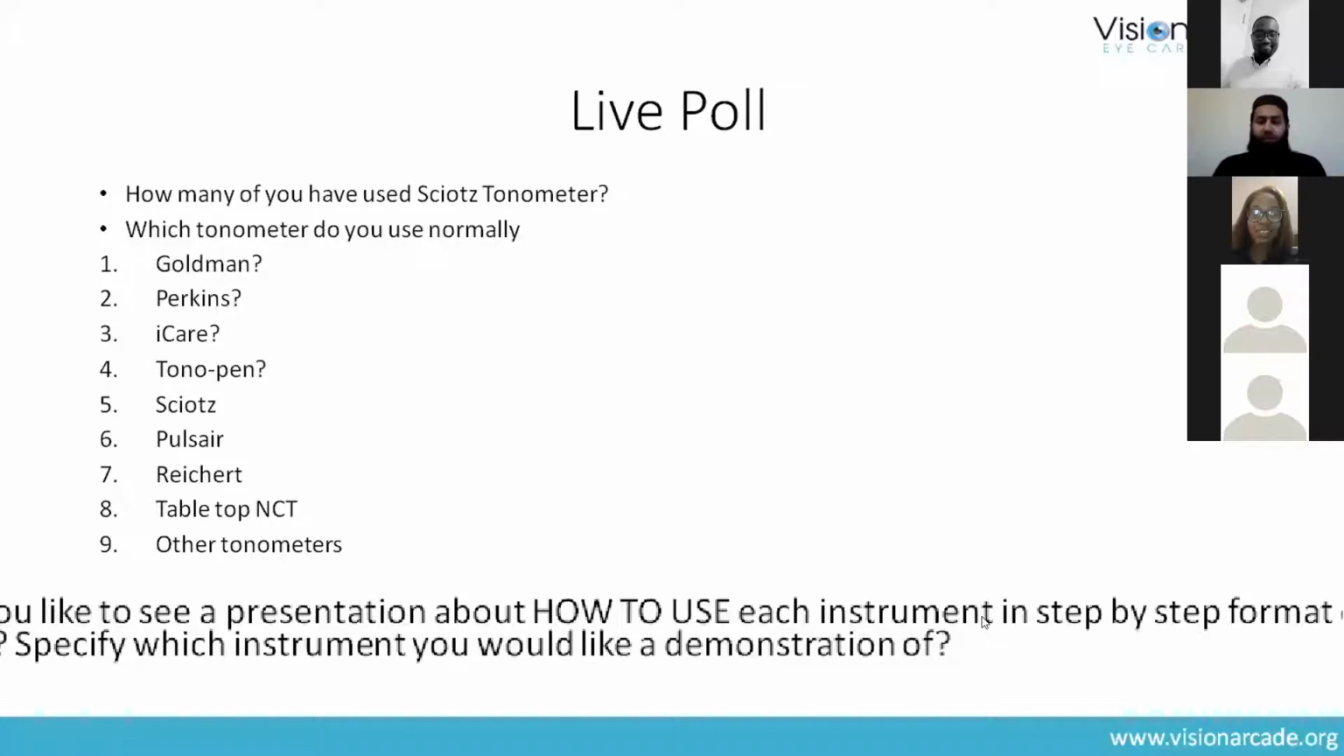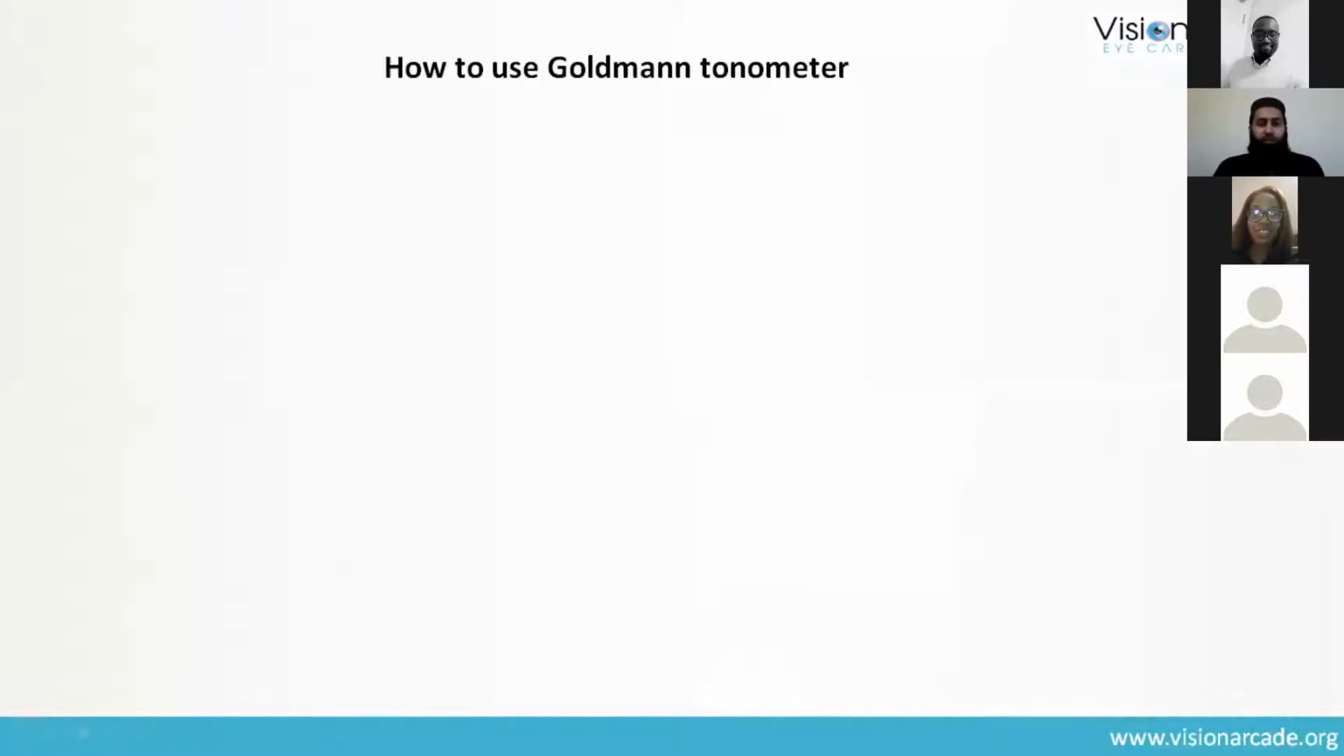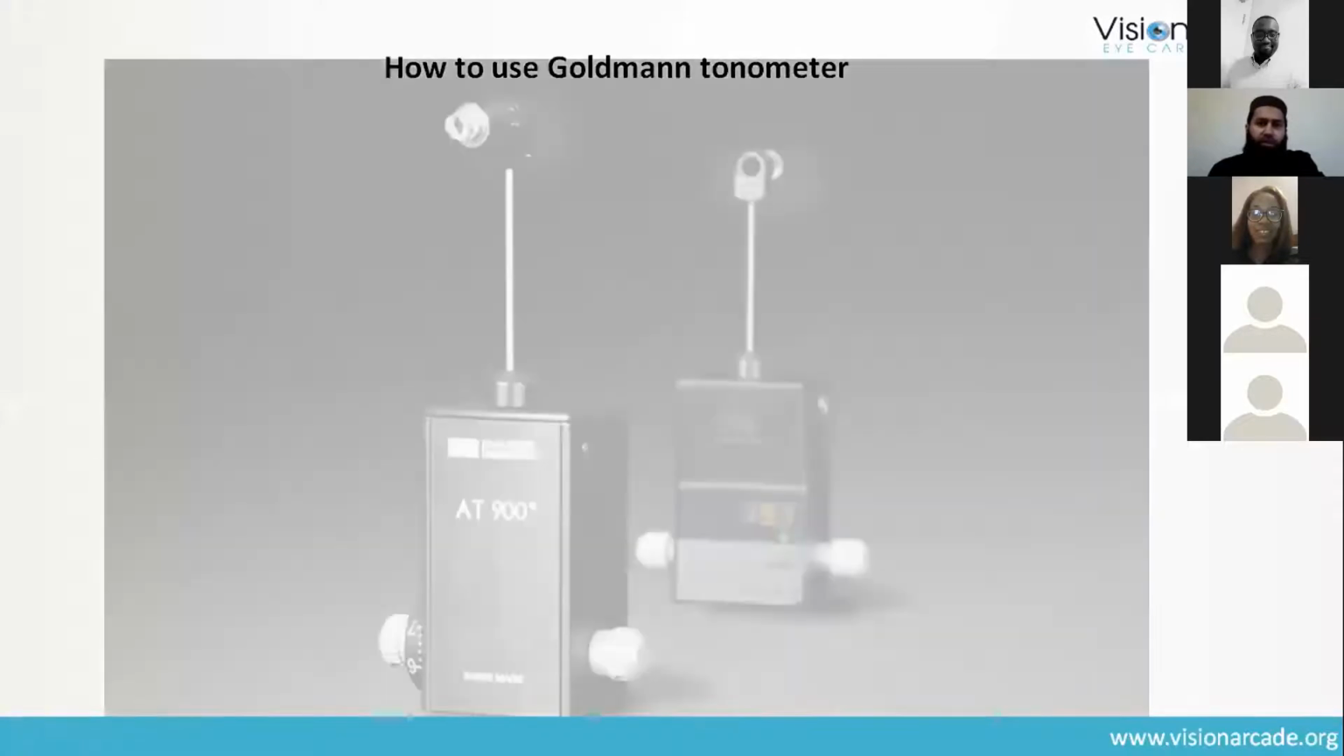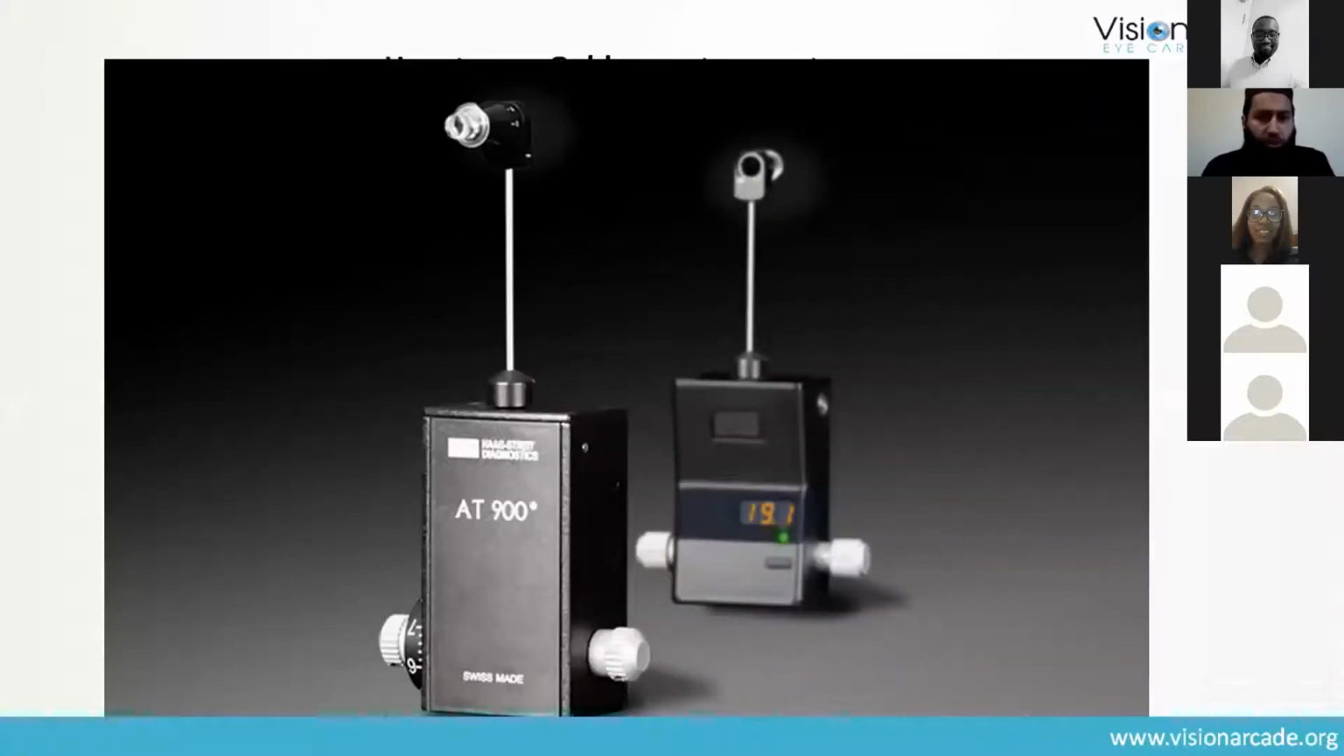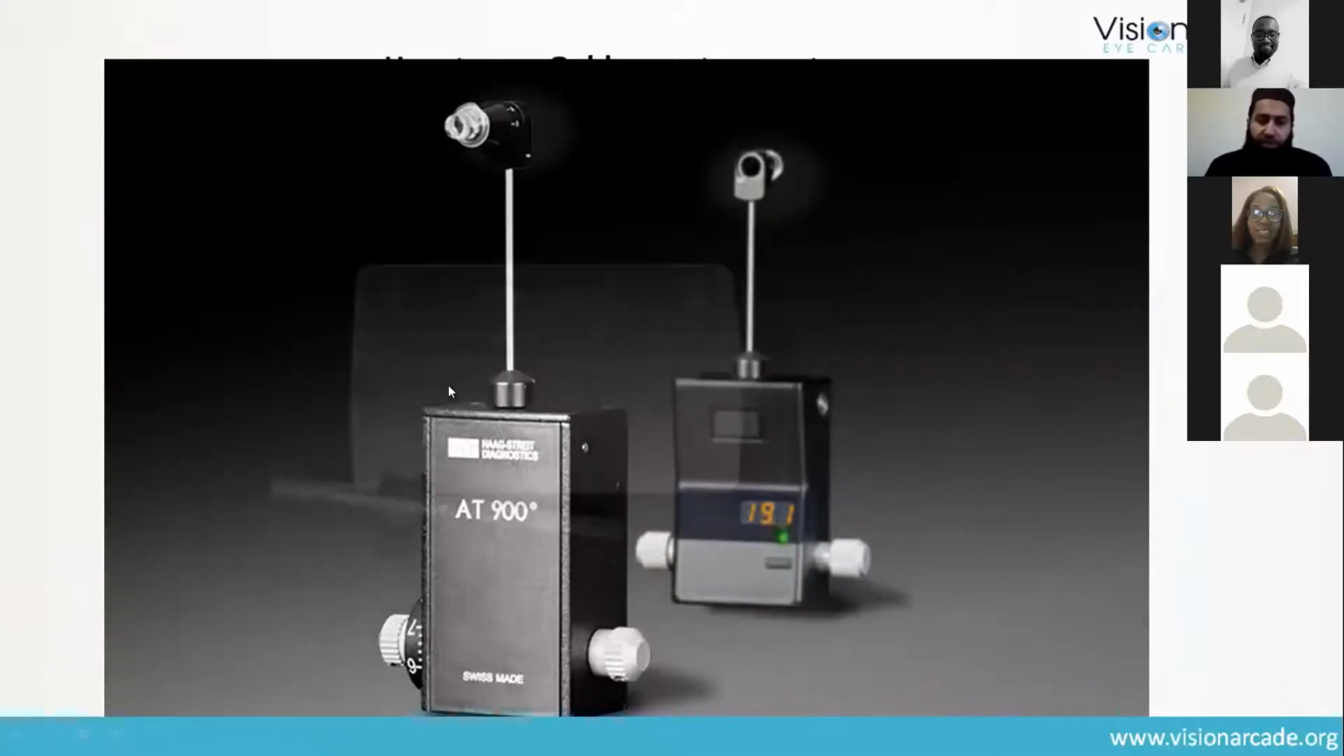So let's go on with the equipment. The next thing that I have here is a quick tour about Goldmann. So this is the Goldmann tonometer. You've got it in two forms that you normally see. The first one that you see at the front is analog, and the one digital at the back. You turn the dials, and it gives the reading.